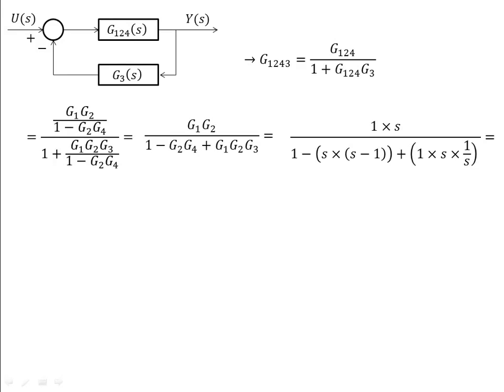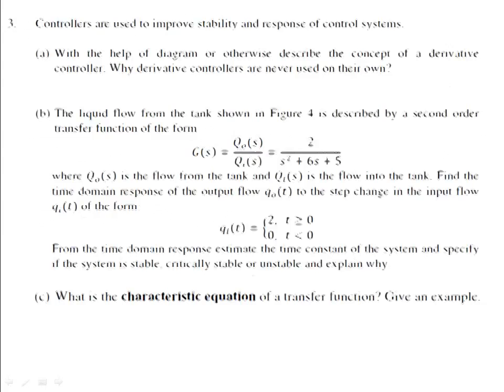plus 1, I have 2. So the equivalent ratio will be s over (1 minus s)(s minus 1) plus 1. So the final simplified transfer function is in the form of minus s over s squared plus s minus 2.